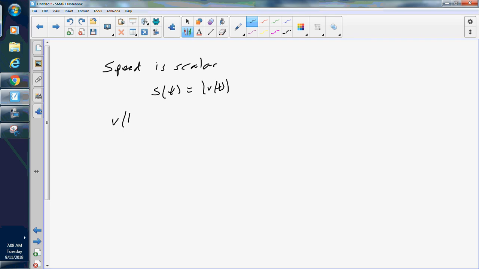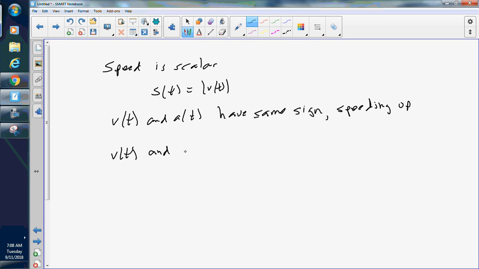If velocity and acceleration have the same sign, so if they're both positive or both negative at a particular value of t, then we are speeding up. And if velocity and acceleration have different signs, we are slowing down.